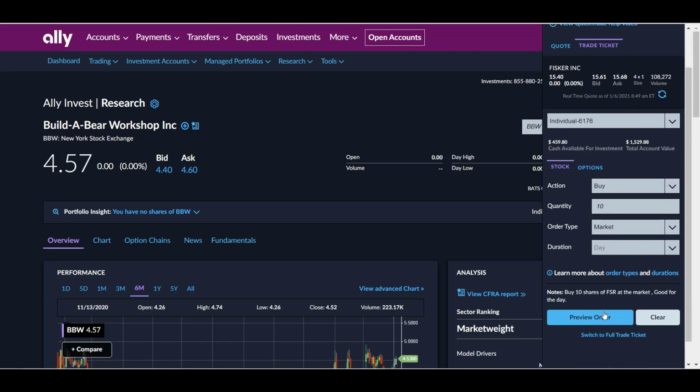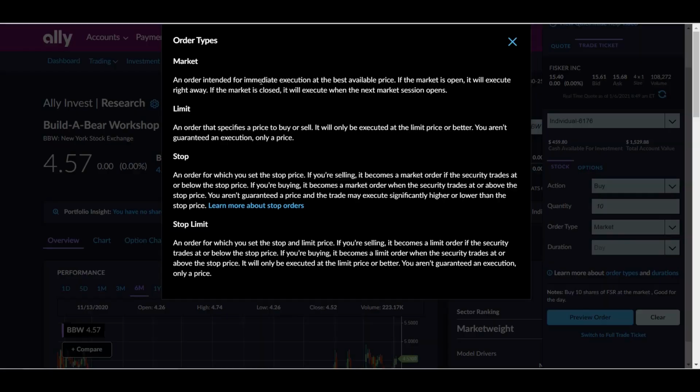And then if you go down here, you will see "learn more about order types." You can always go here to look at the information regarding these 4 order types, but I'm going to go a little bit more in depth.